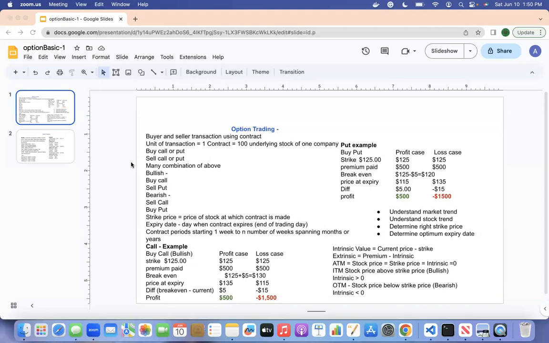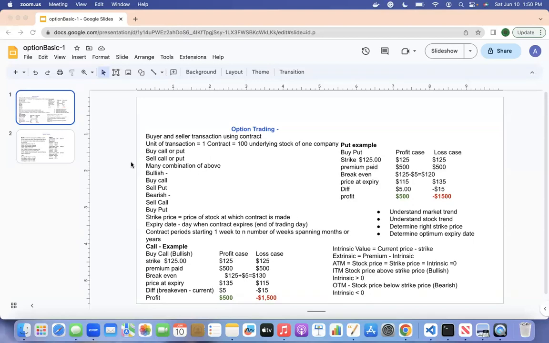What break even means in this case is that until Apple stock goes above 130, you are not going to make any profit. You're going to make a loss, right? So Apple stock has to be at least more than 130 to break even, and then you start making profit. So let's say in a scenario where at the expiry of the contract, Apple stock did go to 135. So in this case, you see your break even was 130. Now Apple stock is trading at 135.